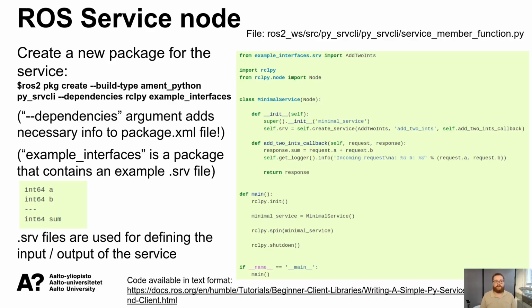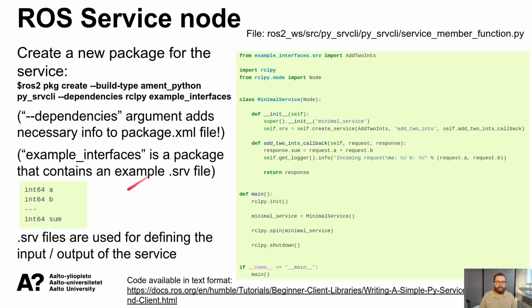Previously we inserted the dependencies into the package.xml file, not the setup files. With this, by already providing them when creating the package, you don't have to manually insert them there. And example_interfaces is a package that for this example contains this .srv service file, which defines the service call that we are using here.